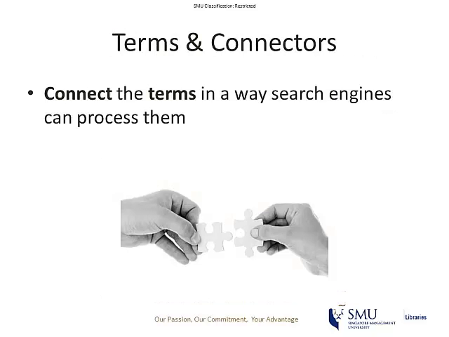Now that you have your keywords and terms, you need to connect them in a way that online search engines can process them. Your keywords or terms need to be strung together by connectors, also known as Boolean operators. The right combination of terms and connectors will help you unlock more relevant results. It will also prove to be a more cost-effective search.